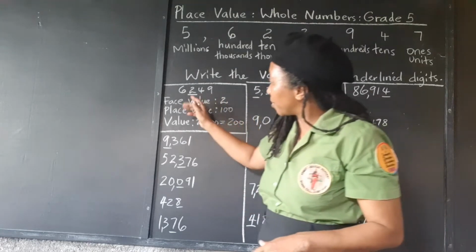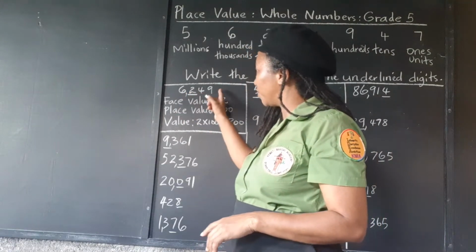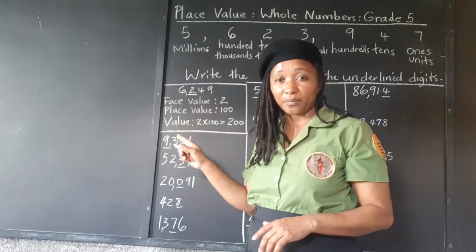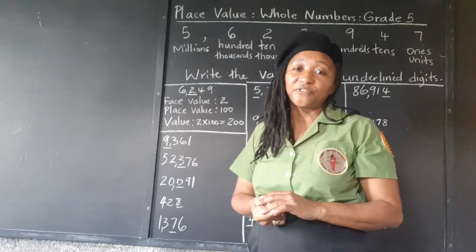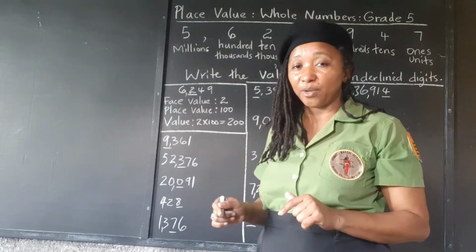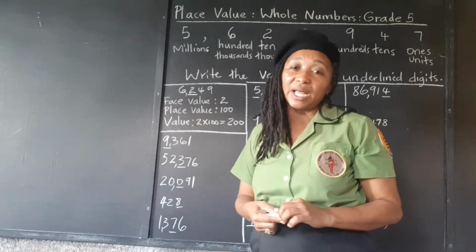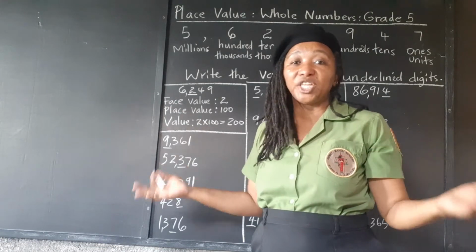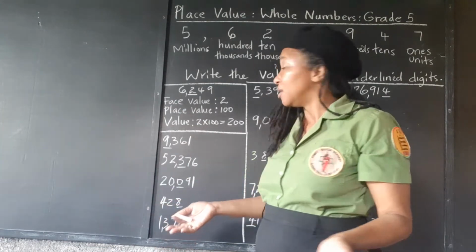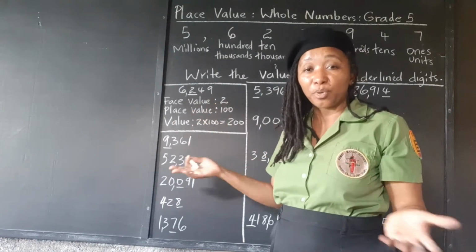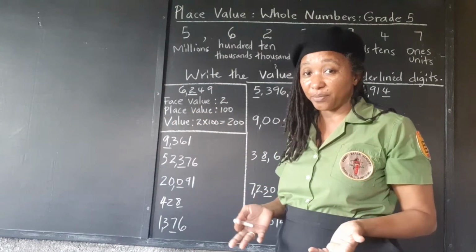Now in this number, 6,249, I have the 2 underlined. If I'm asked for the face value, what I'm really being asked for is, what digit is it? So the face value of this is a 2. It's the number 2. That's the face value.